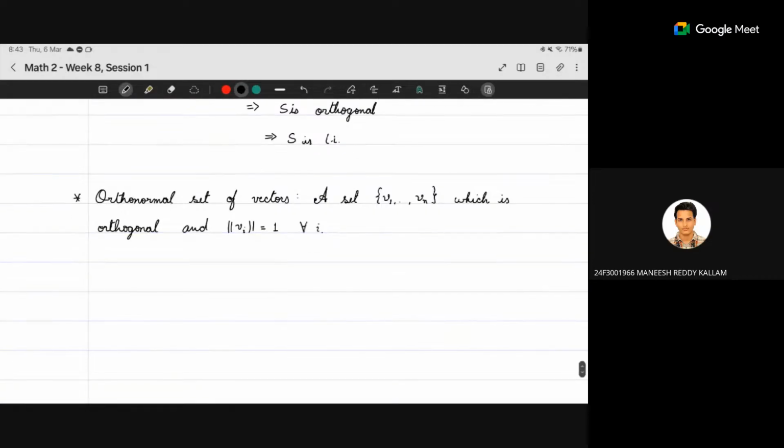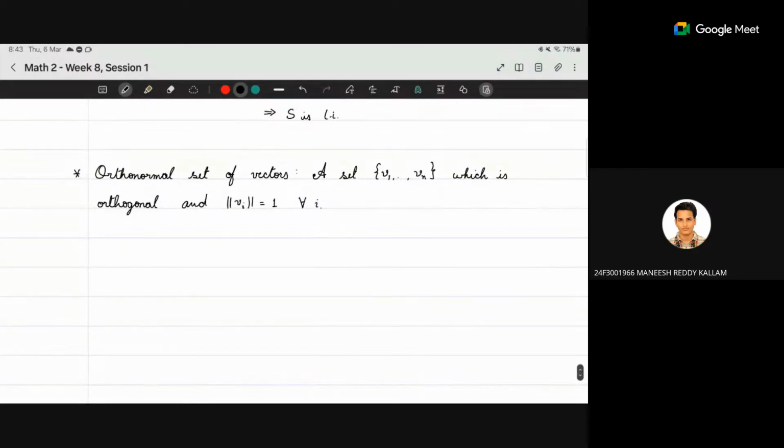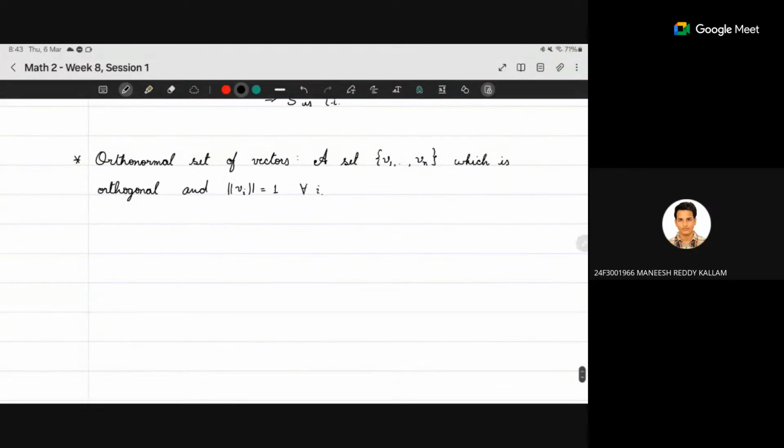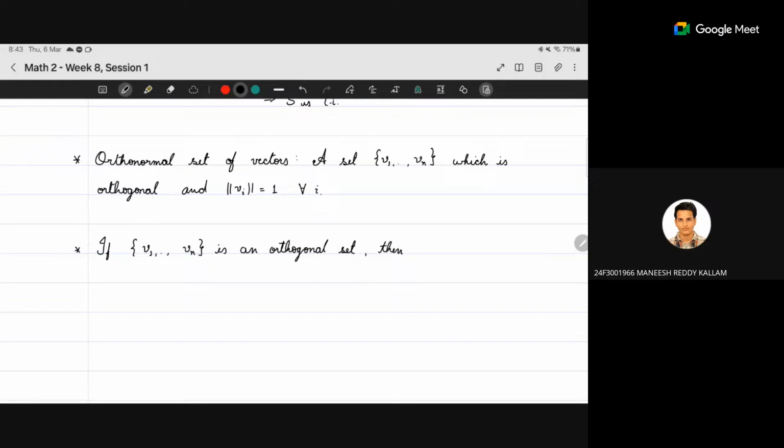So that's that. Why orthonormal set? This is what we will see. Before we go into why orthonormal set or the advantages of an orthonormal set, there's another note that I want to make. If, let's say, V1 to Vn is an orthogonal set, then V1 by norm V1 and so on up to Vn by norm Vn, this set is orthonormal.